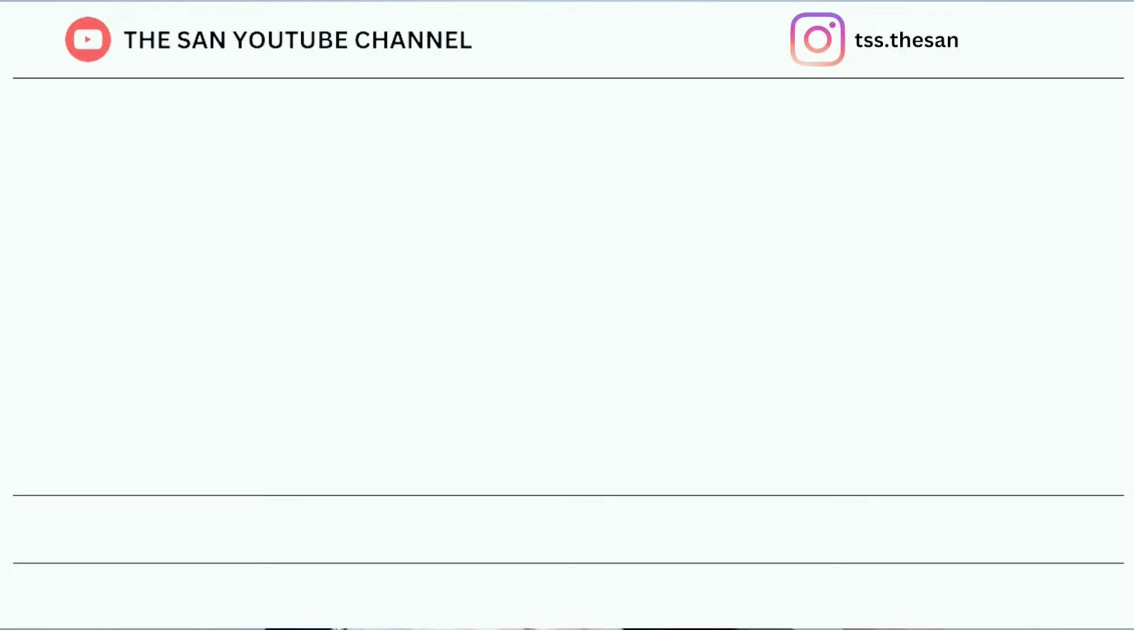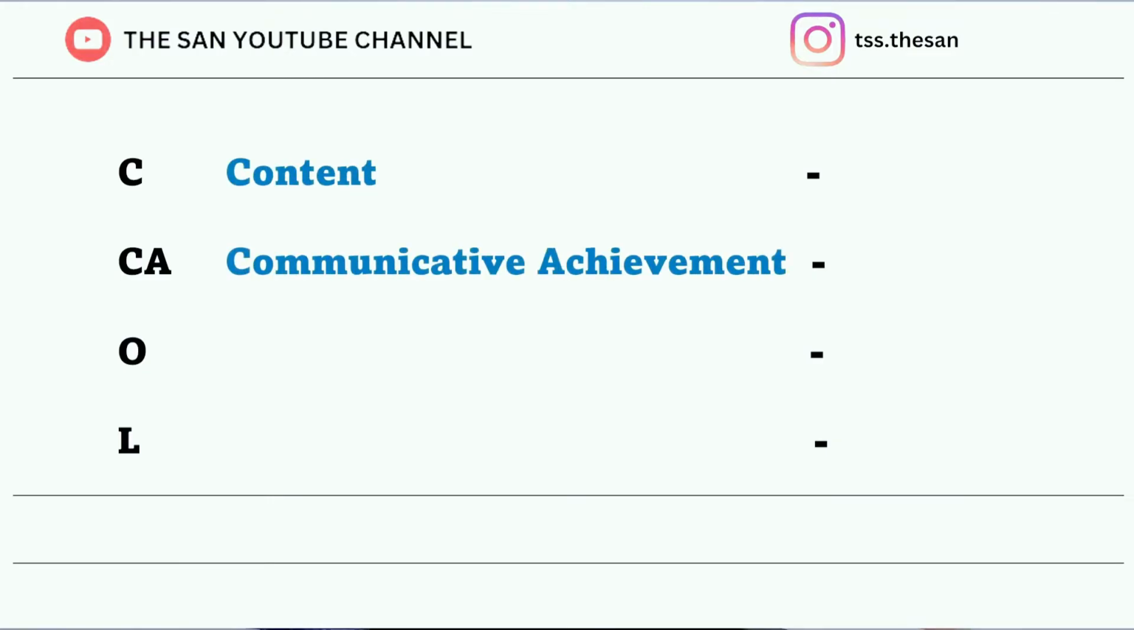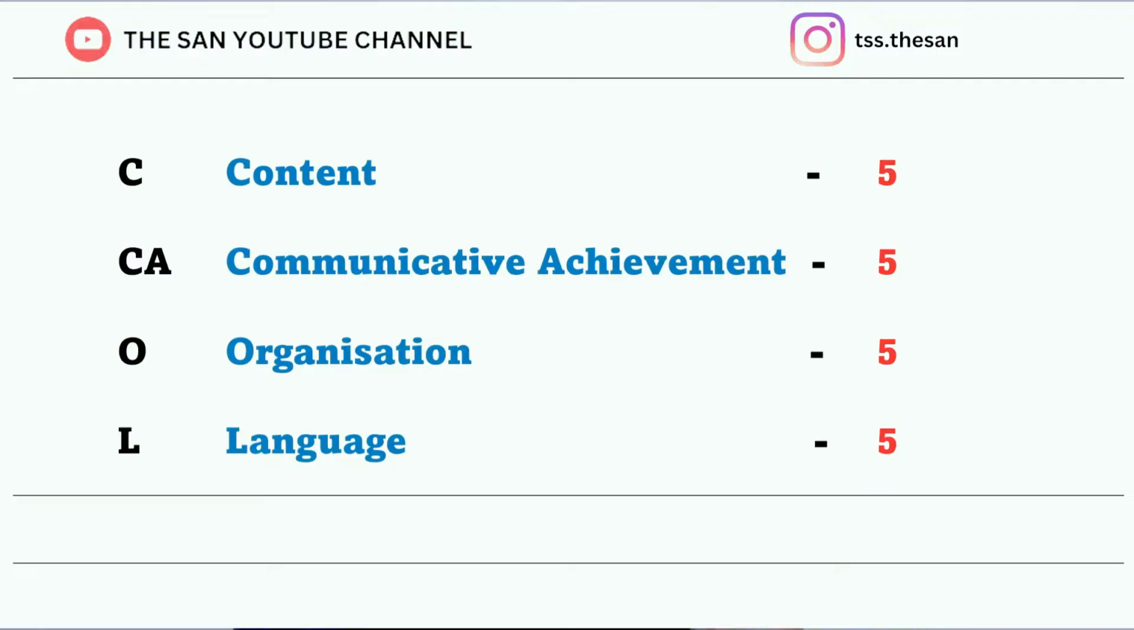When your teacher is marking your paper, they will mark your essay based on 4 aspects: C, CA, O, L. C stands for content, CA stands for communicative achievement, O stands for organization, L stands for language. The total mark for each of these sections is 5 marks, so that we can have a total of 20 marks for the whole essay. Now I'm going to share with you how to score each of these sections.